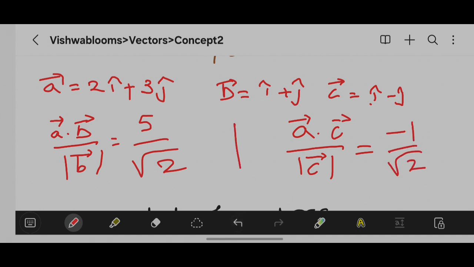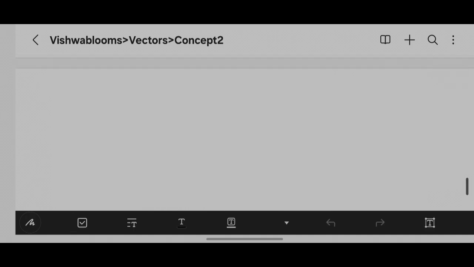Okay. So these are the answers. D, option D. 7th question.